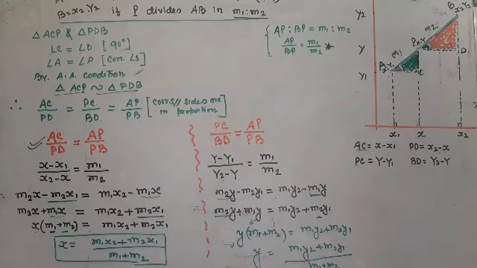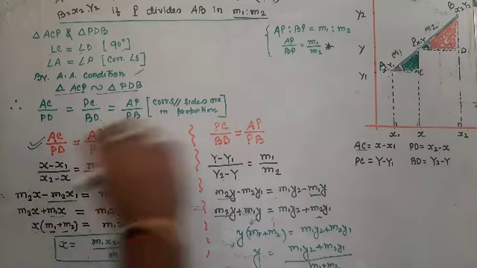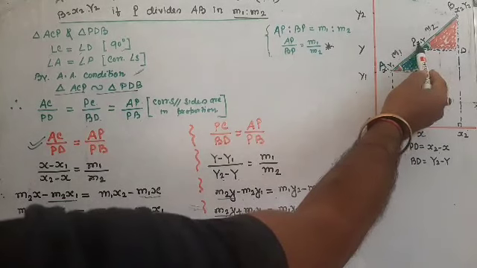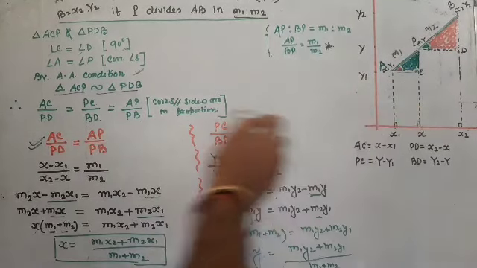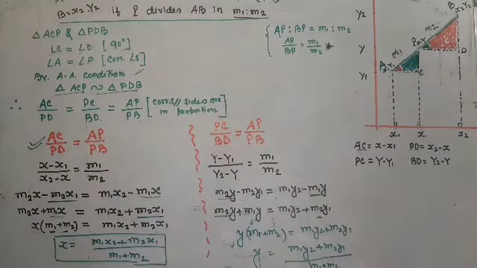If the ratios are given, so take ratio M1 and M2. Then for finding the coordinates of that point which divides the line, x is equal to M1x2 plus M2x1 by M1 plus M2.